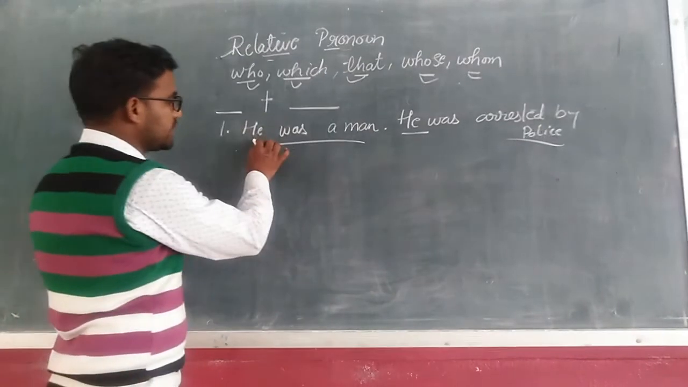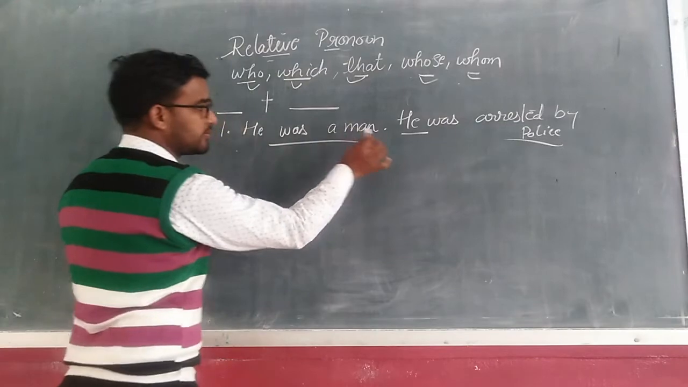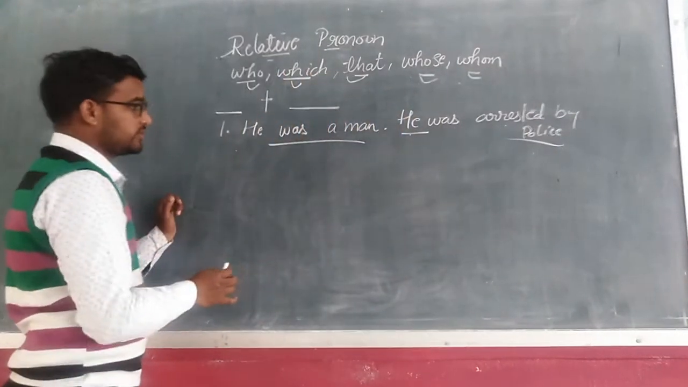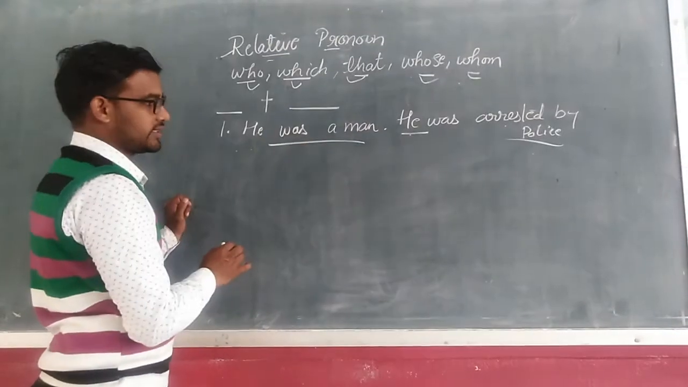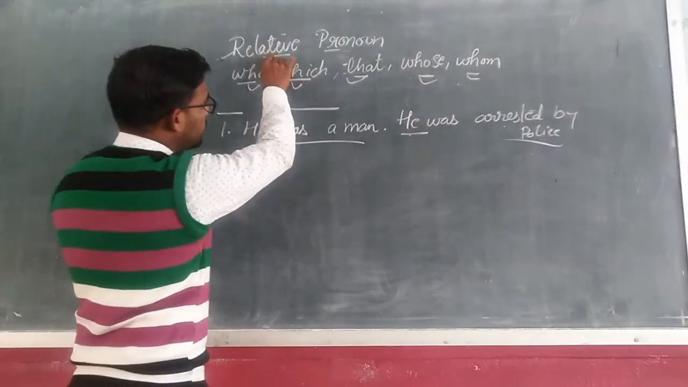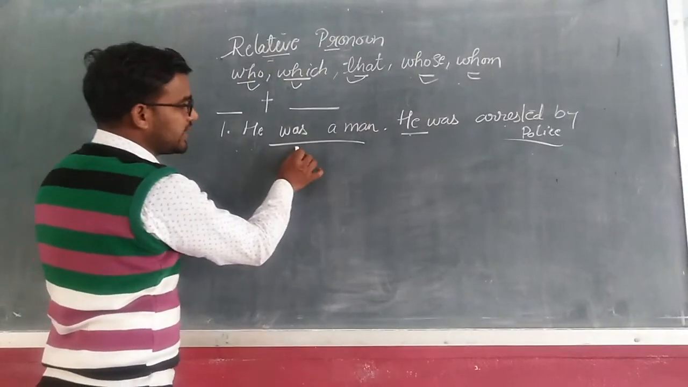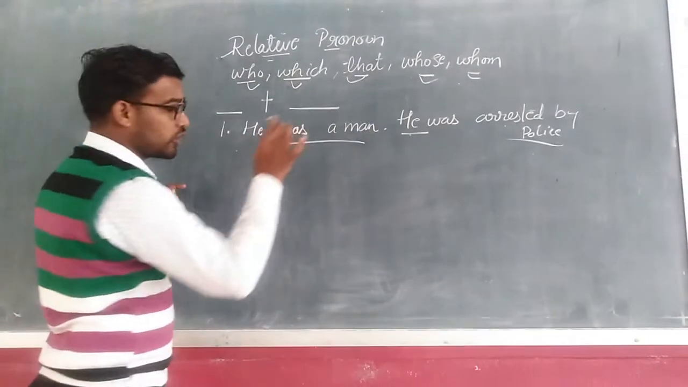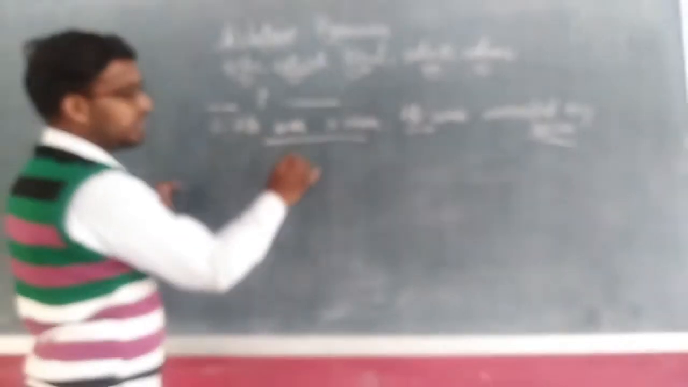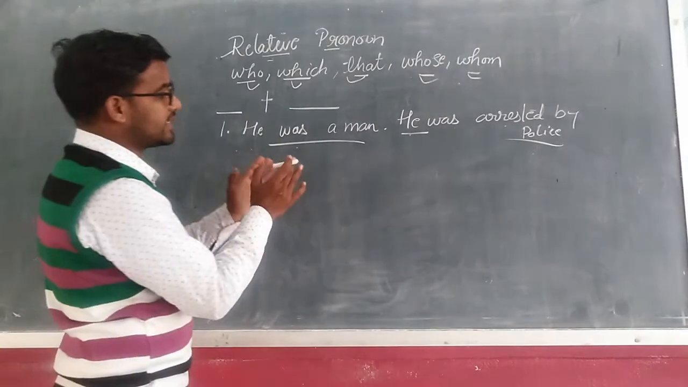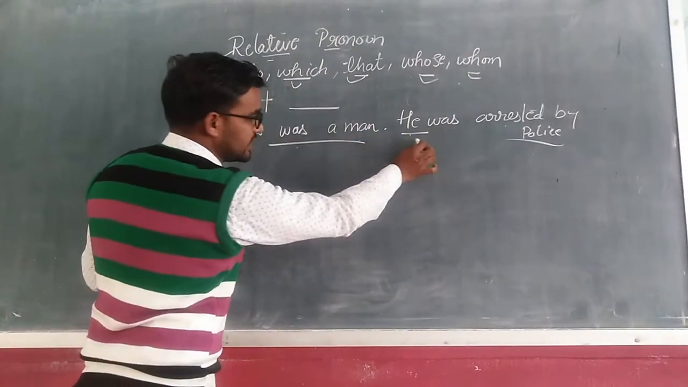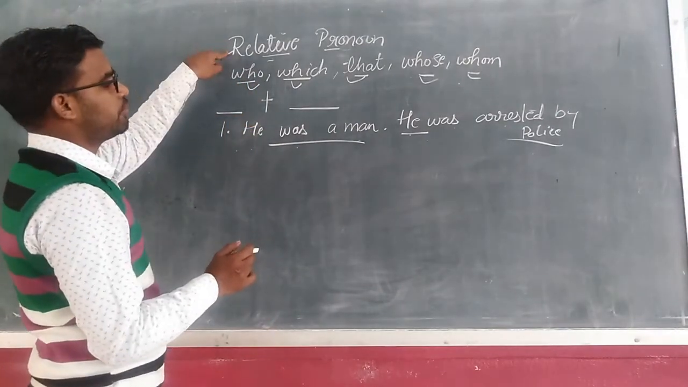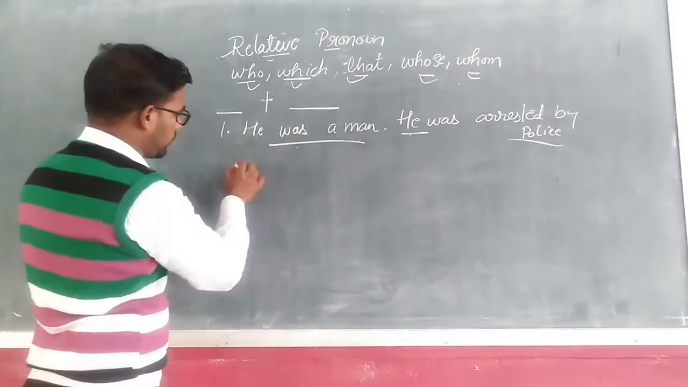For example, he was arrested by police. So these are two sentences. Now, what is the work of this relative pronoun? To make these two sentences into one sentence. So the word that will be conjoining these two sentences into one is called a relative pronoun. We shall solve it.